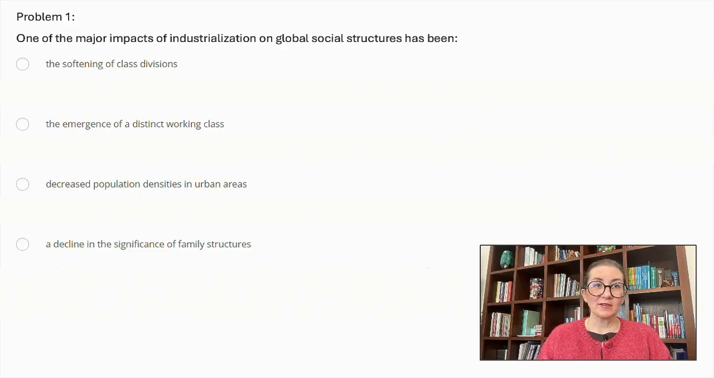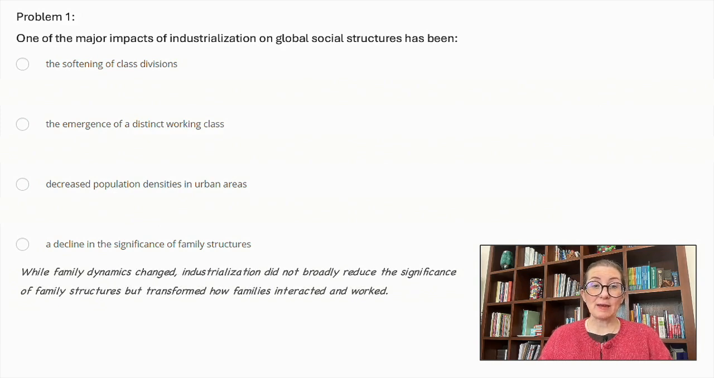Problem number 1. One of the major impacts of industrialization on global social structures has been the softening of class divisions, the emergence of a distinct working class, decreased population densities in urban areas, or a decline in the significance of family structures. Let's start there. While family dynamics changed, industrialization did not broadly reduce the significance of family structures, but transformed how families interacted and worked. So that is incorrect.